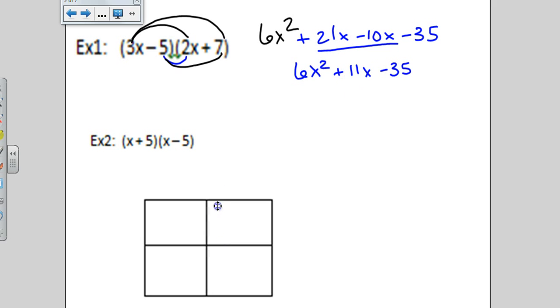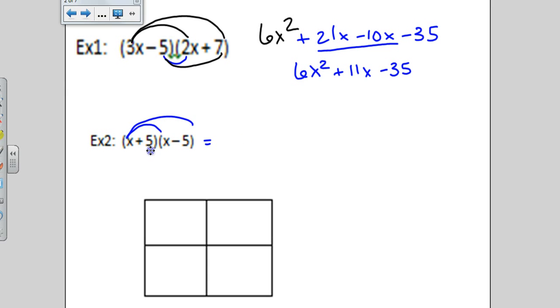Now example 2, x plus 5 times x minus 5. I have provided you with a box if you want to use the box technique, but I am here to tell you that if you are in Algebra 2 right now and you're still using the box technique, you need to stop. It's slowing you down too much. So go ahead and do this just the quick distribution way.